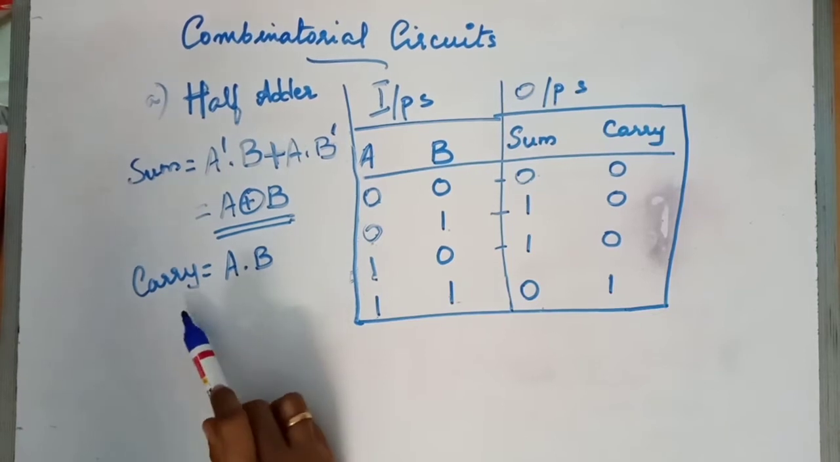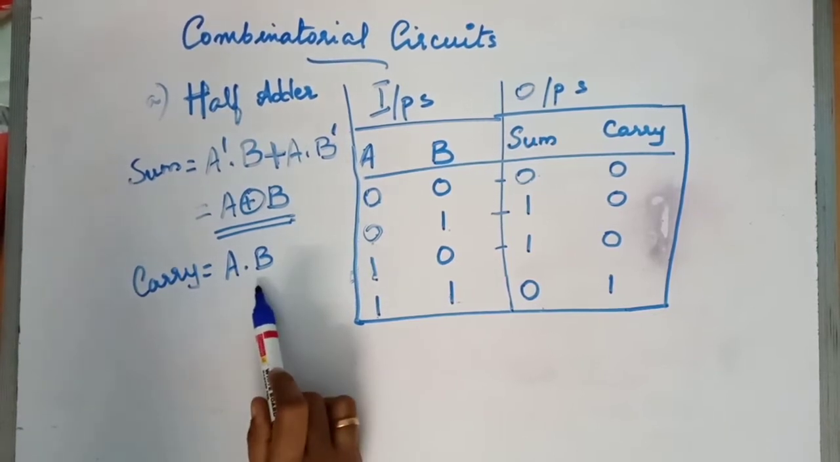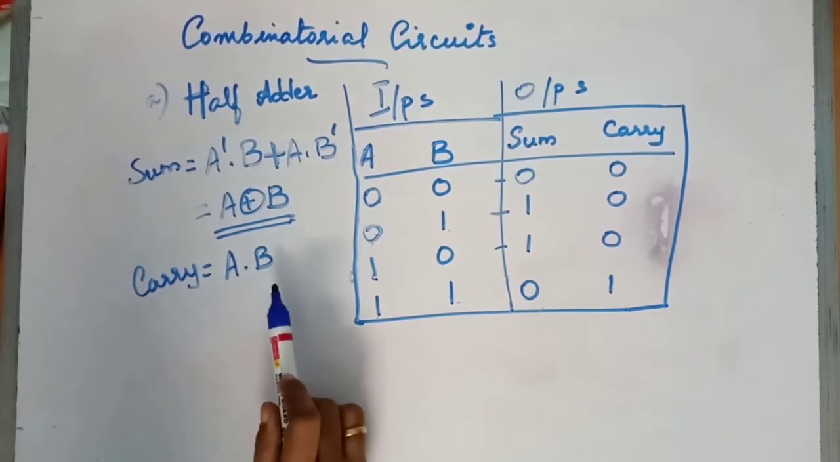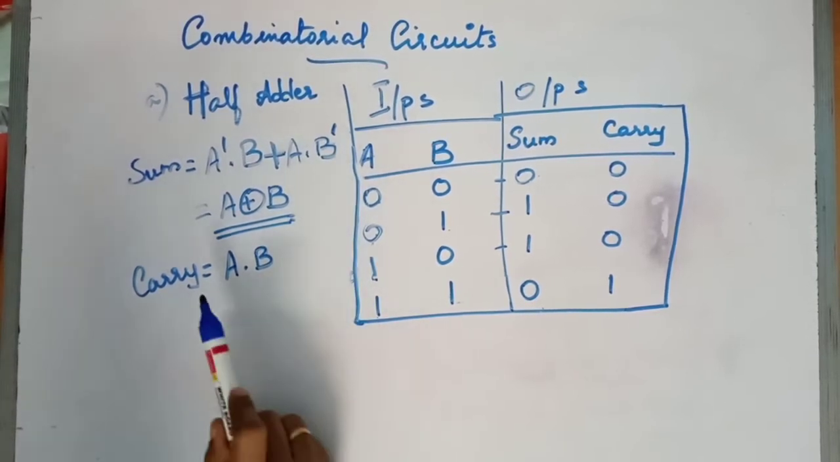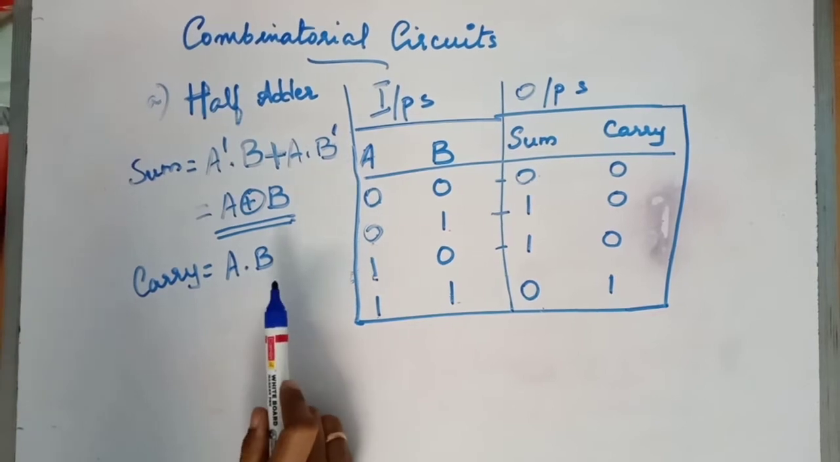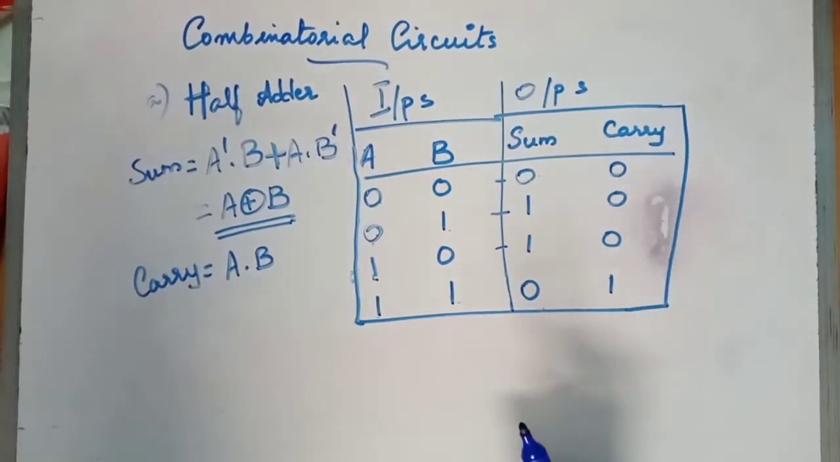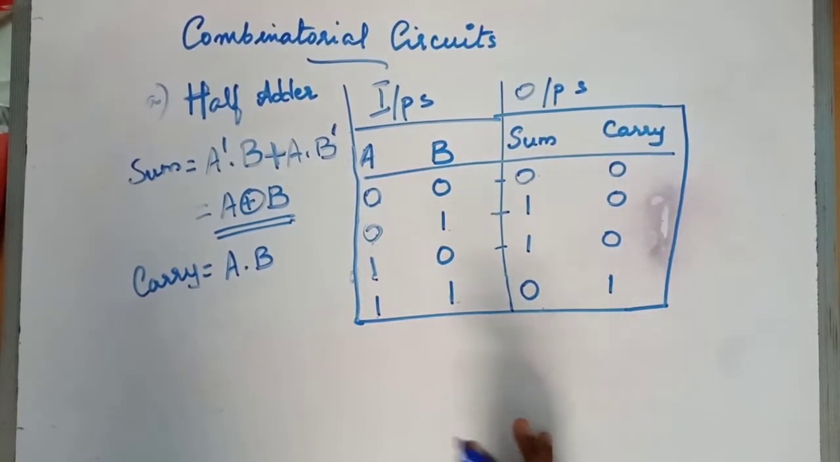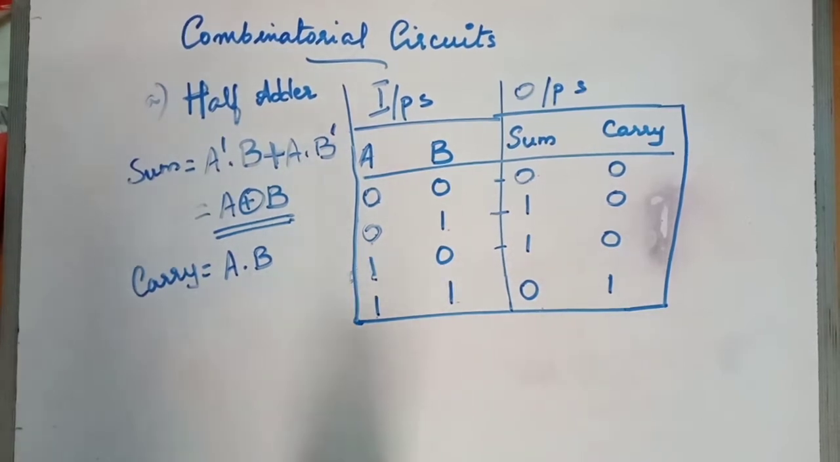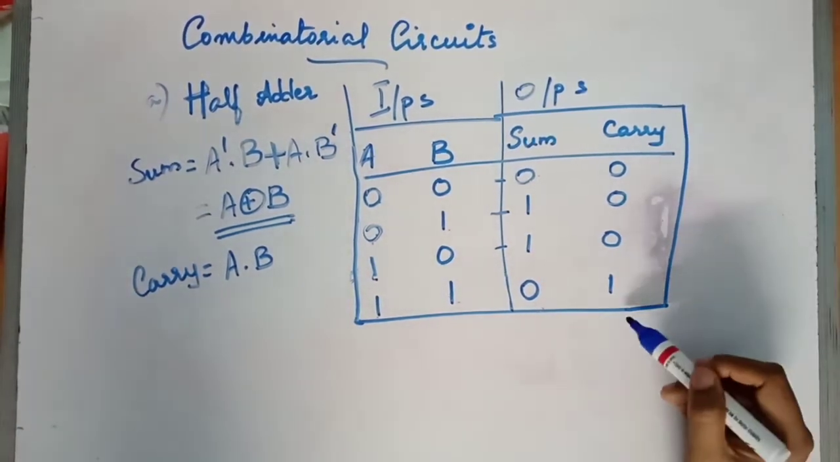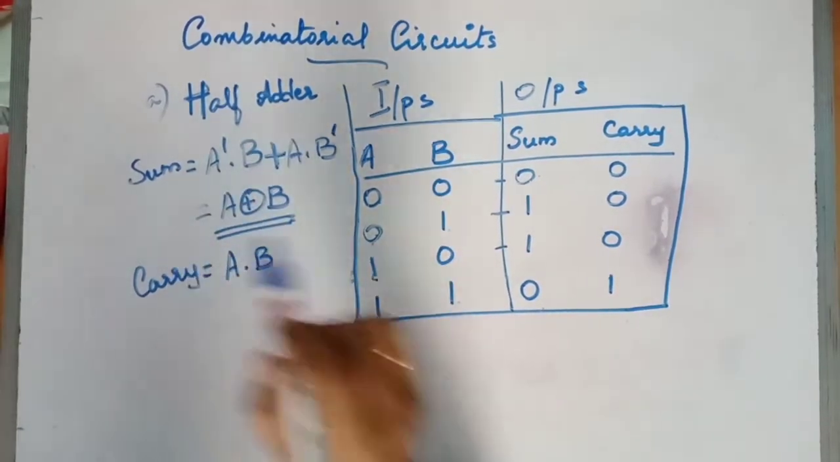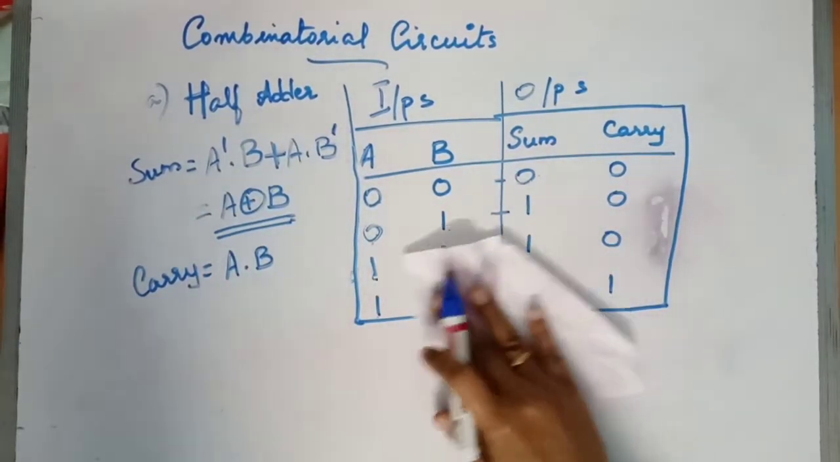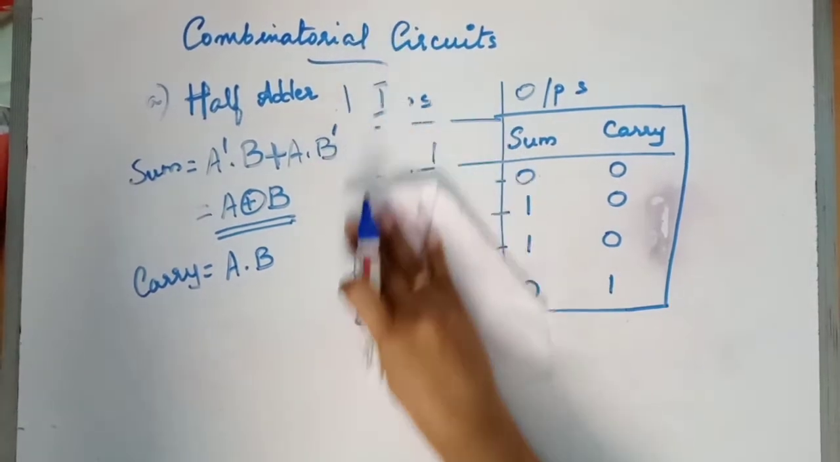And carry is equal to A dot B. A dot B means A and B. So A and B is equal to 1 only if both are equal to 1. In all the other cases, output is 0. So the reverse is also true. So first we drew the truth table, then we wrote the output expressions, then we will draw the circuit.